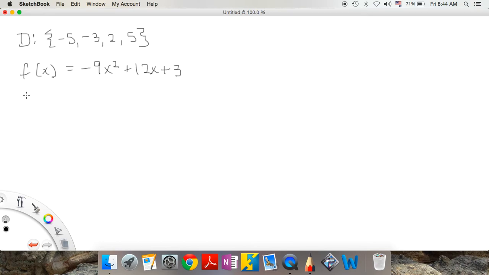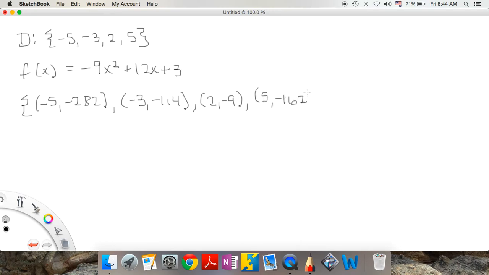Alright, so hopefully you finished that and you plugged in each of these values, and you should have gotten -5, -282, -3, -114, 2, -9, and 5, -162. Now if you didn't get those, go back and check. Make sure you're doing this exponent before you're doing the multiplication, that order of operations.